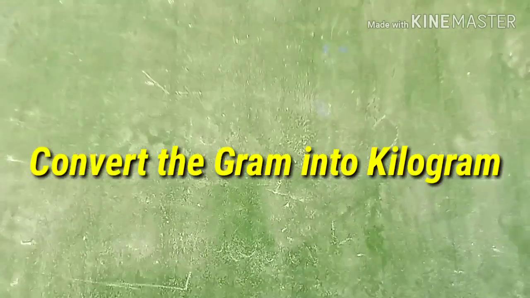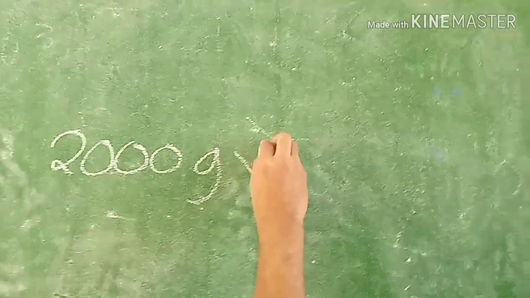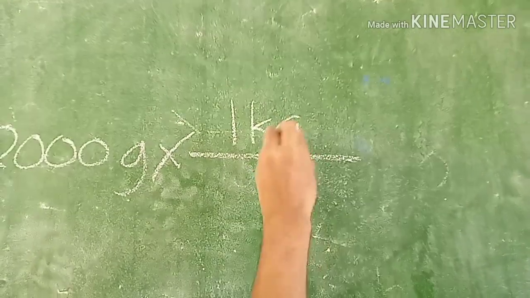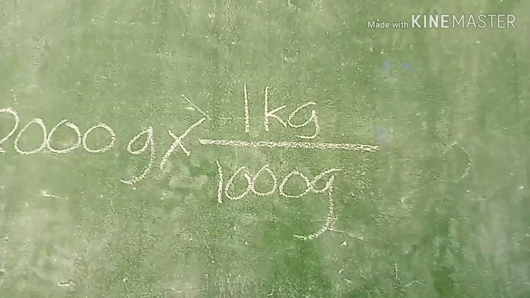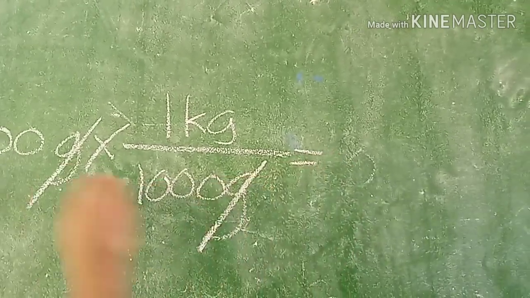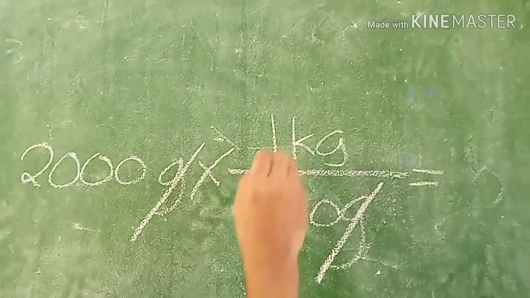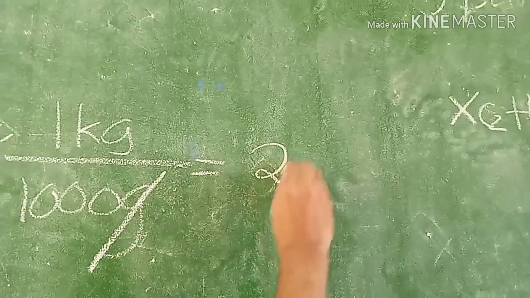Since the mass of solvent is in grams, we need to convert grams into kilograms. So the given mass of solvent is 2000 grams times, in 1 kilogram there are 1000 grams, and cancel the grams. And then we multiply 2,000 times 1 divided by 1,000. We came up with the answer of 2 kilograms of H2O.